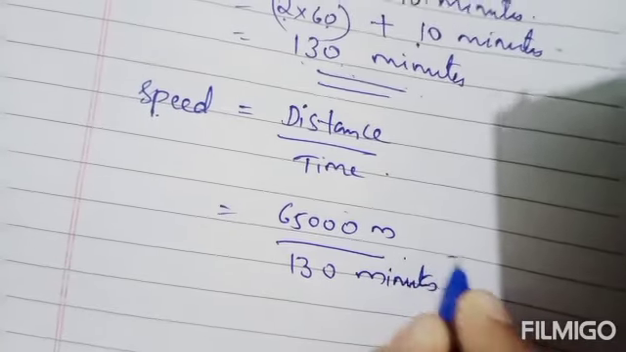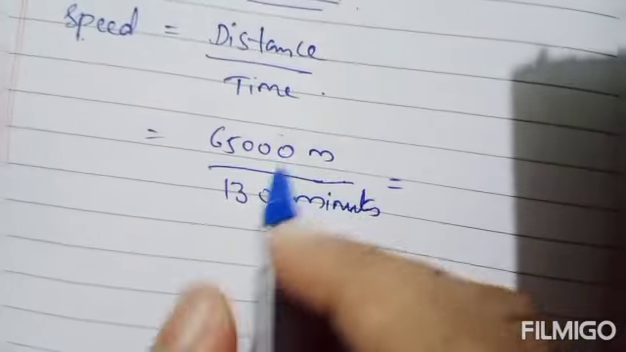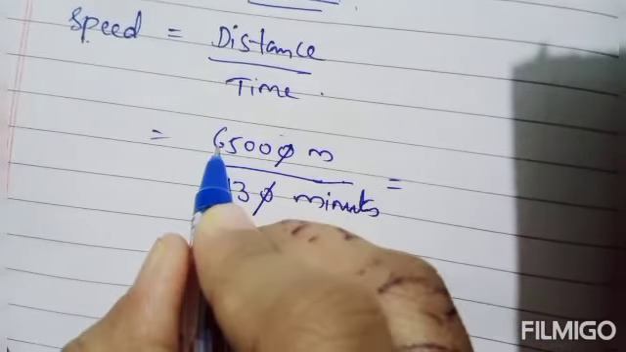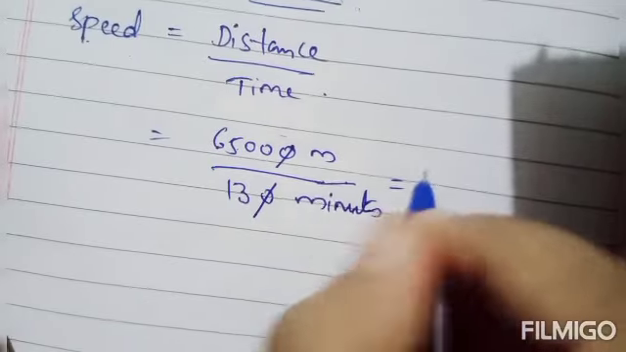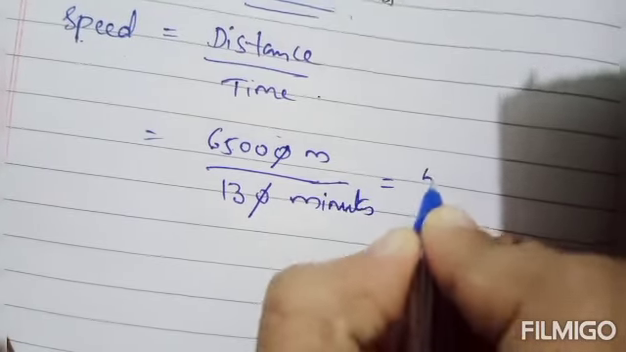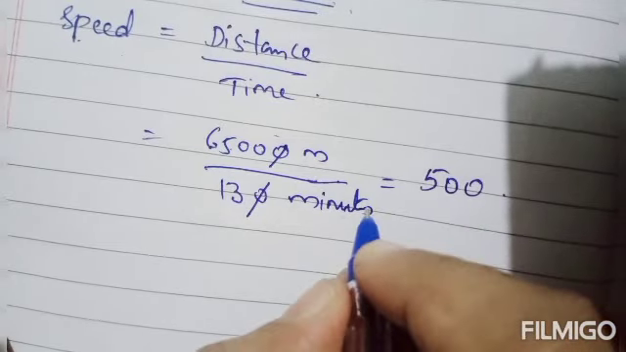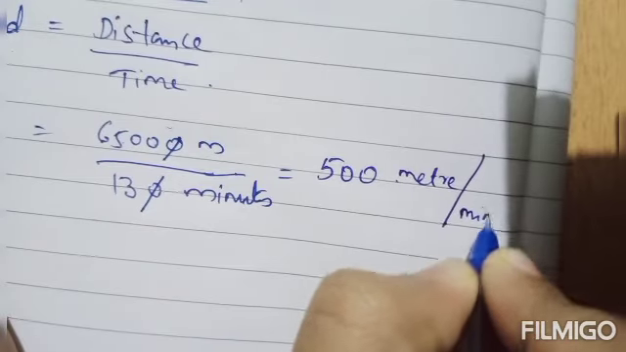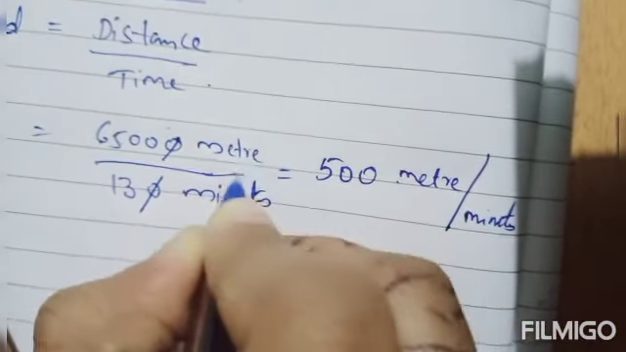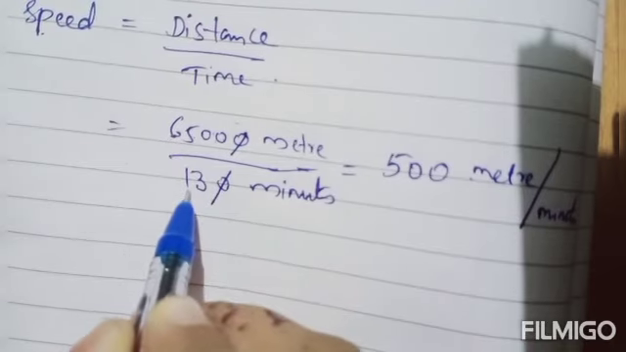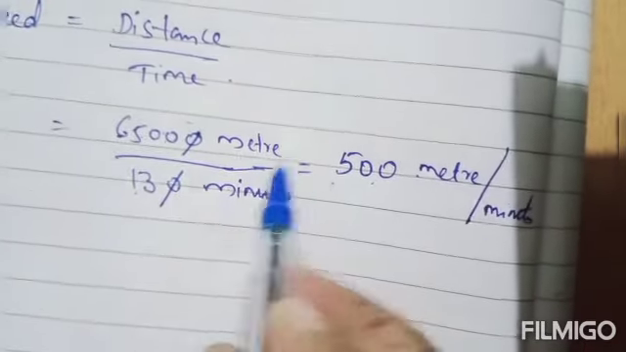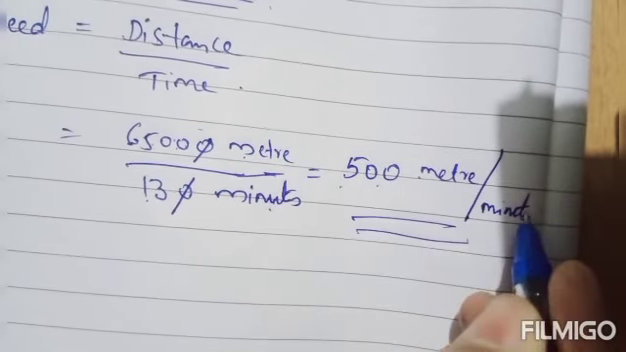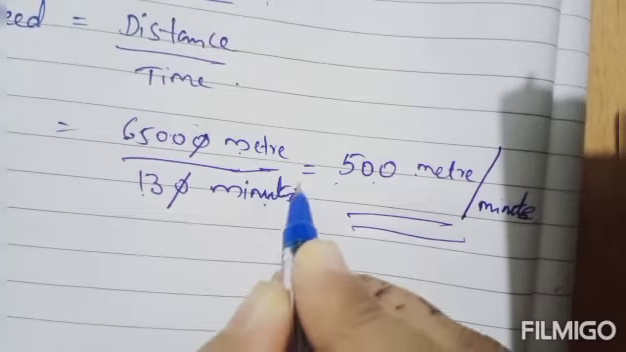So now you can divide. Here 1 0 you can cancel. Now 6,500 divided by 13, it is 500. Okay, 500 meter per minute. This is meter, and now the unit will be meter per minute. So 500 meter per minute will be the answer.